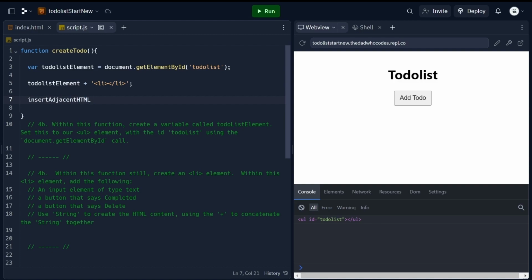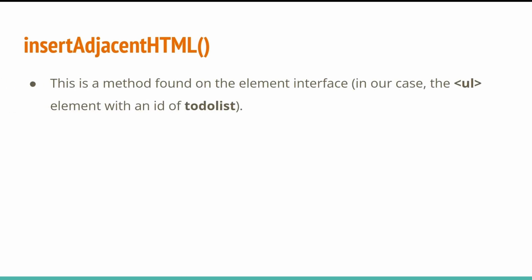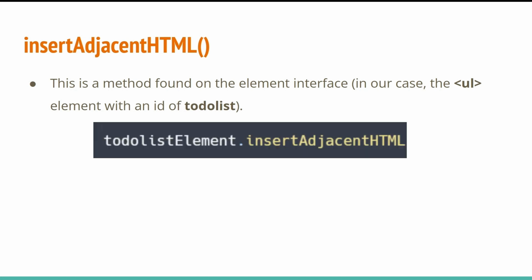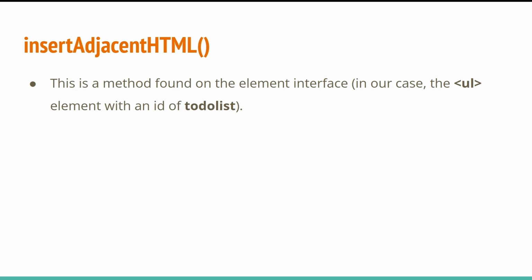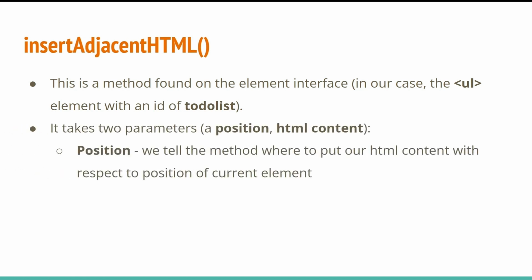insertAdjacentHTML. So what is the insertAdjacentHTML function? Well, this function is found on the Element interface. And what that means in our case is that this is found on the UL element with the ID of todolist. What's important to note is that this function takes two parameters, a position and the HTML content. Now the position is basically where your new HTML content is going to appear, in our case, on the UL element. And there are 4 positions that it can be placed into.